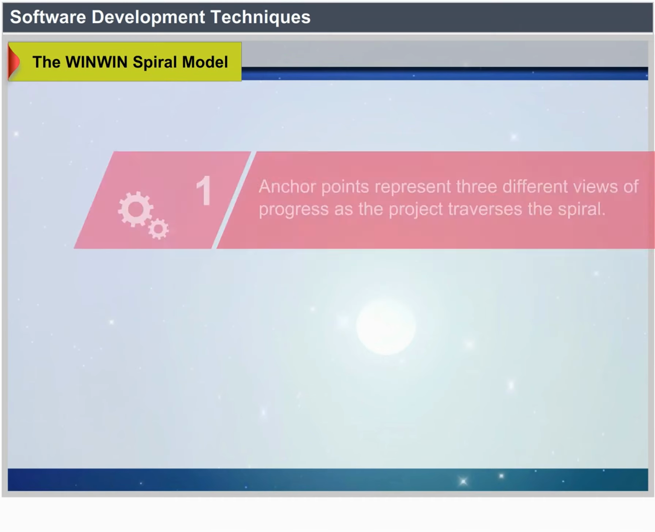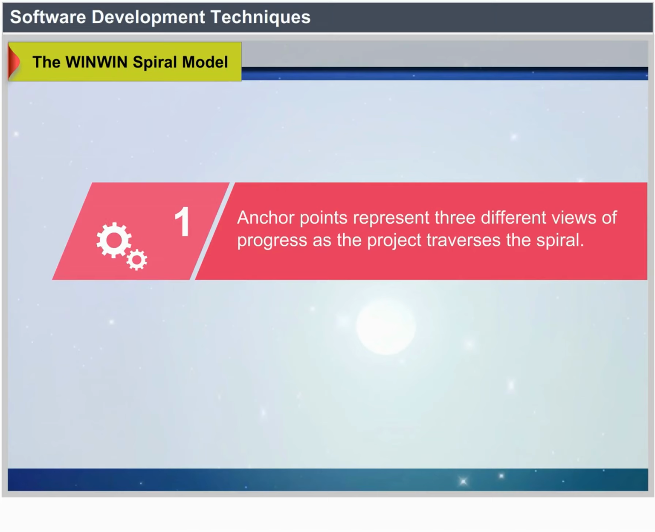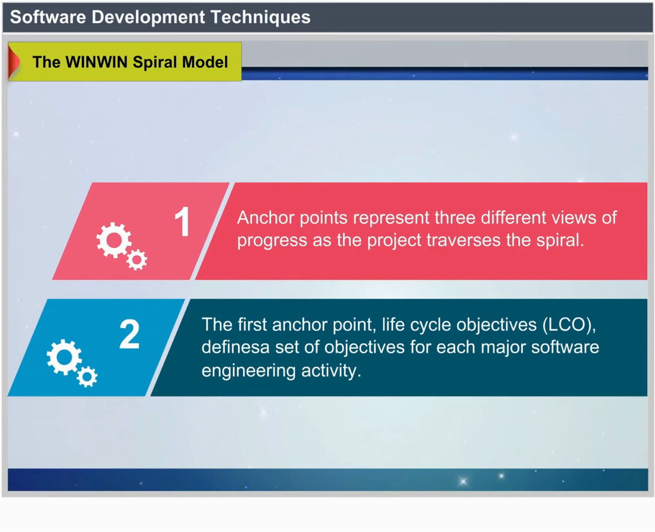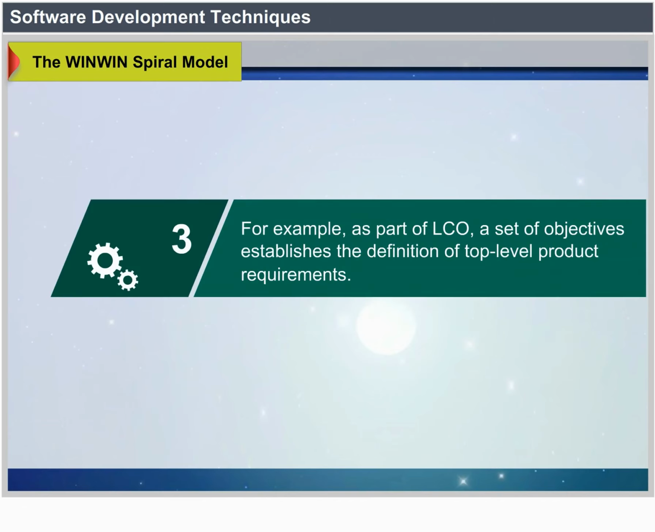Anchor points represent 3 different views of progress as the project traverses the spiral. The first anchor point, Life Cycle Objectives (LCO), defines a set of objectives for each major software engineering activity. For example, as part of LCO, a set of objectives establishes the definition of top-level product requirements.